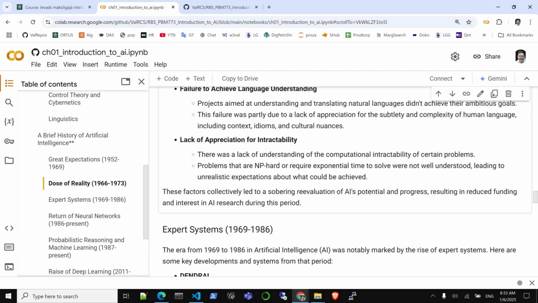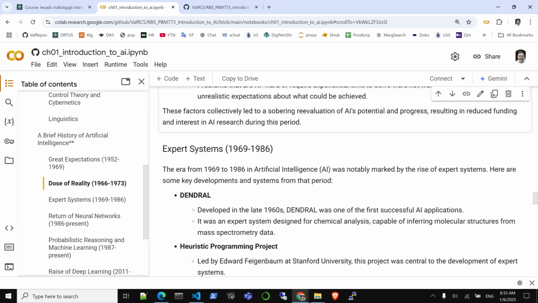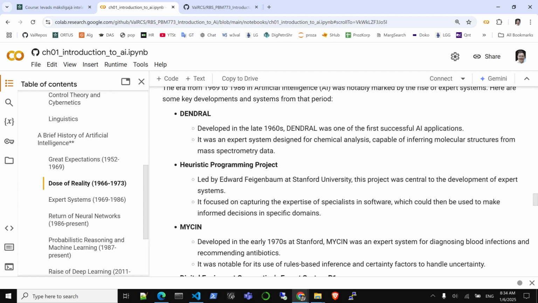There were some other things happening before the next boom. People started developing so-called expert systems. Basically, you have some data, you could call it a database, and you could do inference. For example, Dendral, one of the early expert systems, could infer molecular structures from mass spectrometry data. A very interesting thing.